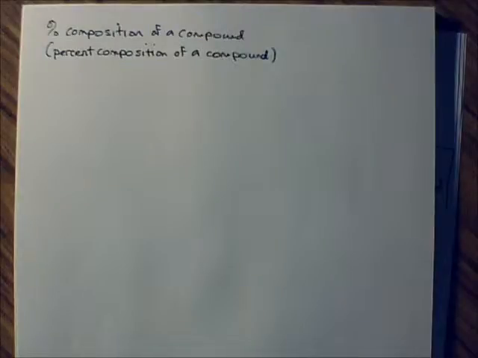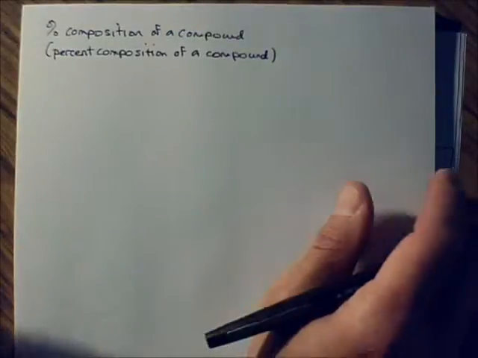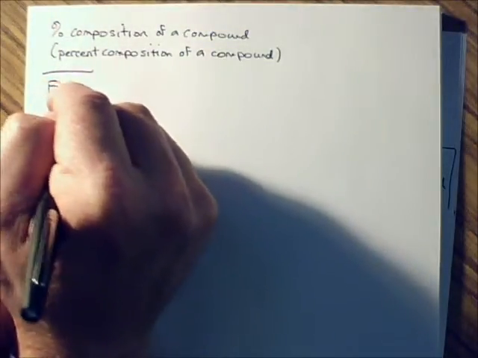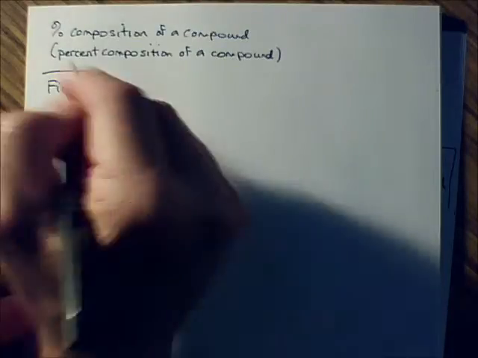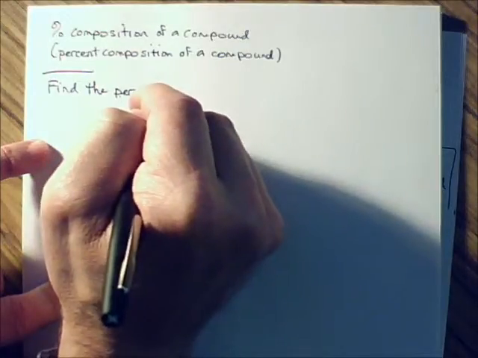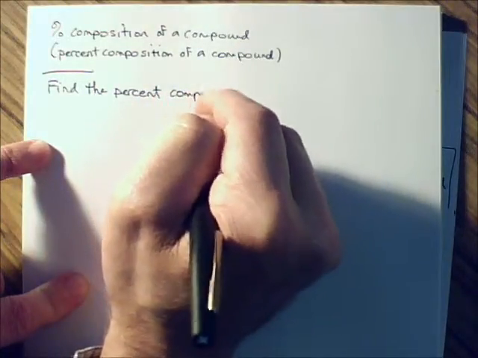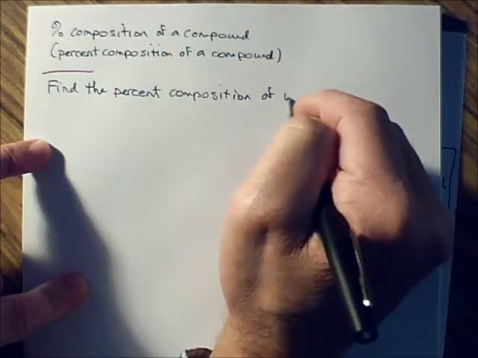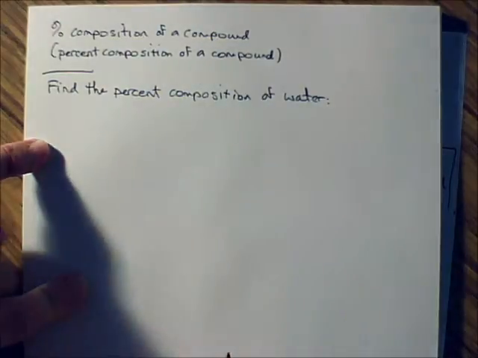So what we're going to do is to calculate the percent composition, we're going to calculate the molar mass first. So let's calculate the molar mass of just water. We're going to do the percent composition of water, okay? So the question, if you want to have one on your paper, and I would suggest you should, is a question like this: find the percent composition of water. Okay?